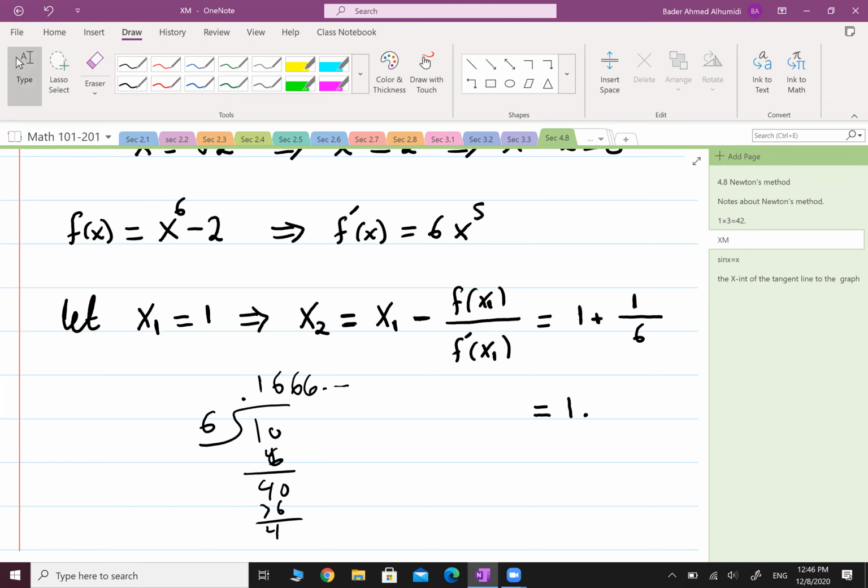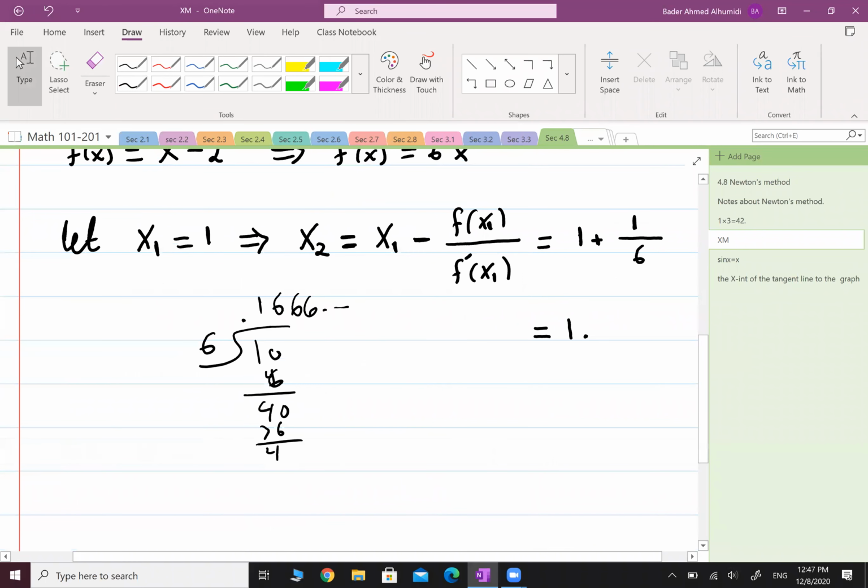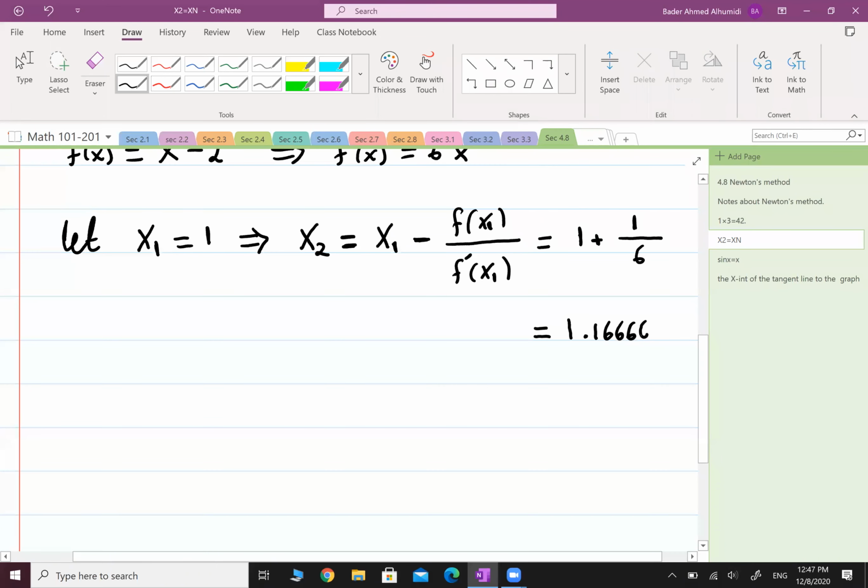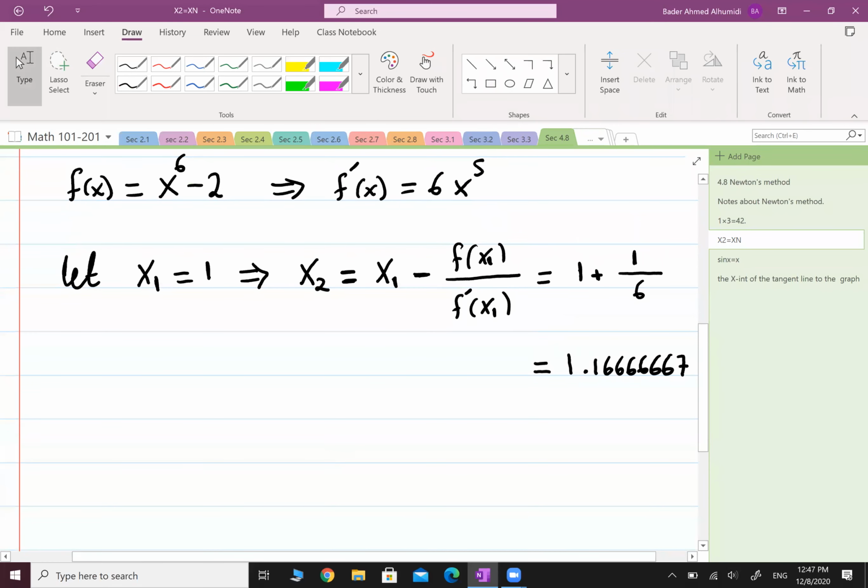So I need, he said 8 decimal places. So I will write up to 8 decimal places. So I will write it here: 1.1 هذه واحدة، 2 3 4 5 6 7. Then I will round it up, it will be what? 7. يعني I will round up to the 8 decimal place. الآن السؤال: when do we want to stop?